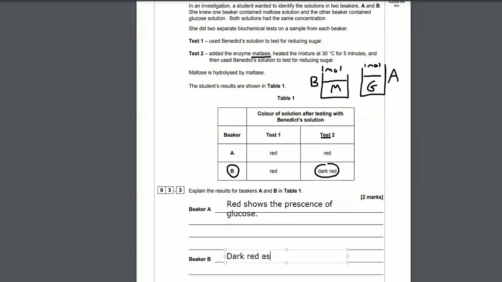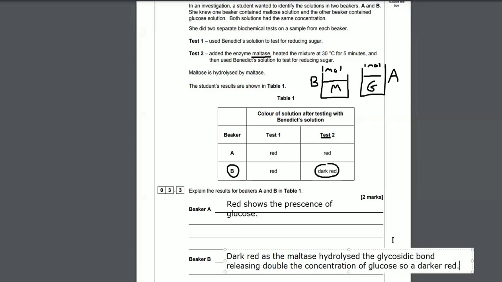However, with beaker B, it goes dark red on test 2 because the maltase, which is an enzyme, hydrolyzes the glycosidic bond in the maltose, snapping it into two glucose molecules. So if you have the same concentration of maltose and the same concentration of glucose, if you hydrolyze the maltose, you'll double the concentration of the glucose because each maltose molecule is made of two glucose molecules.